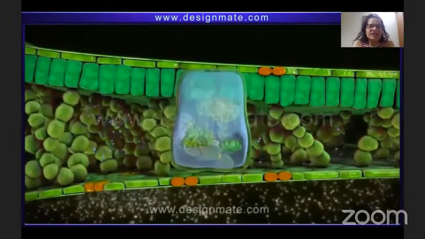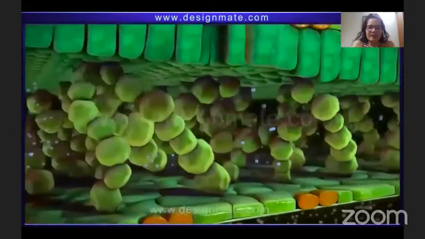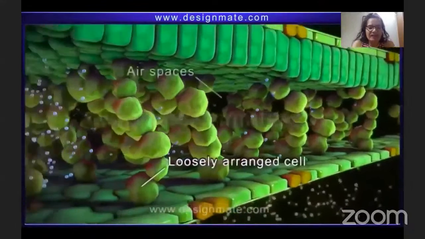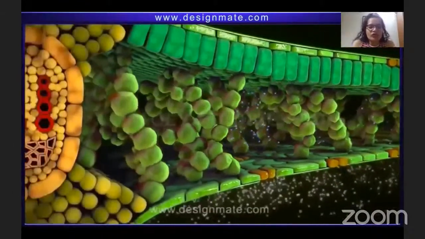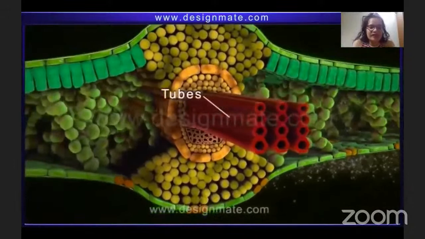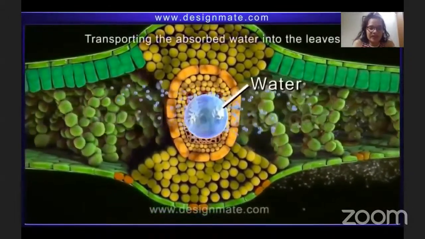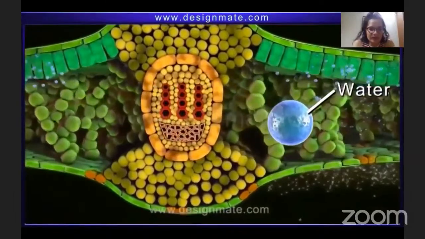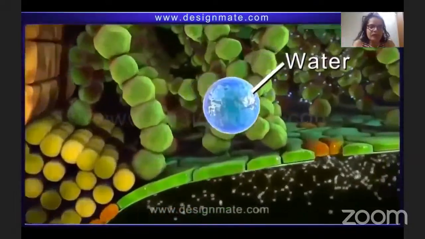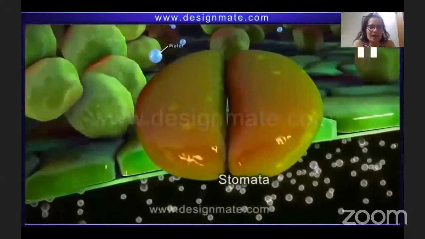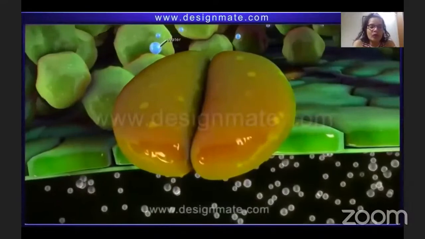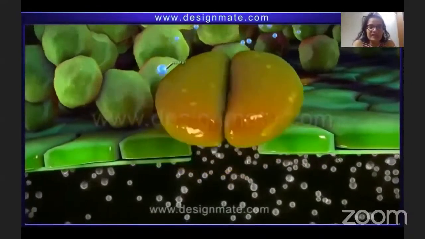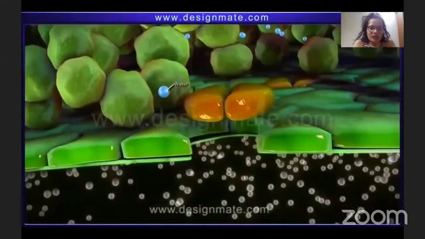The next layer has loosely arranged cells with large air spaces. Can you see this? This section also shows tubes specific for transporting the absorbed water into the leaves. It transports the water. Now, the lower layer has many pores called stomata. Each stomata is surrounded by two guard cells which regulate the opening and closing of the stomata.